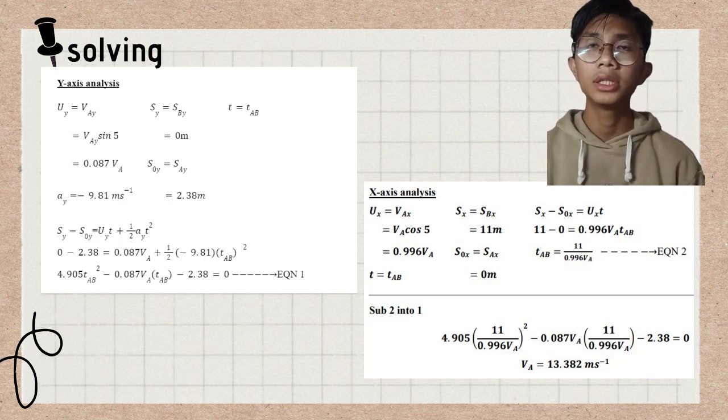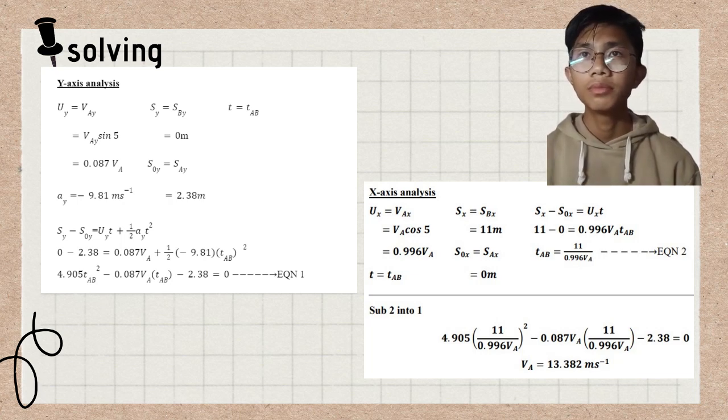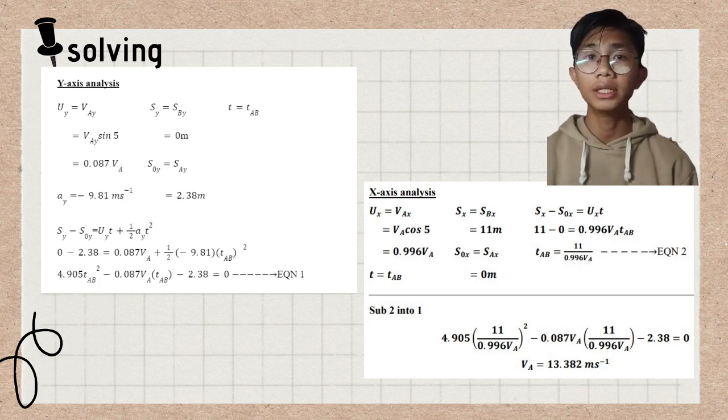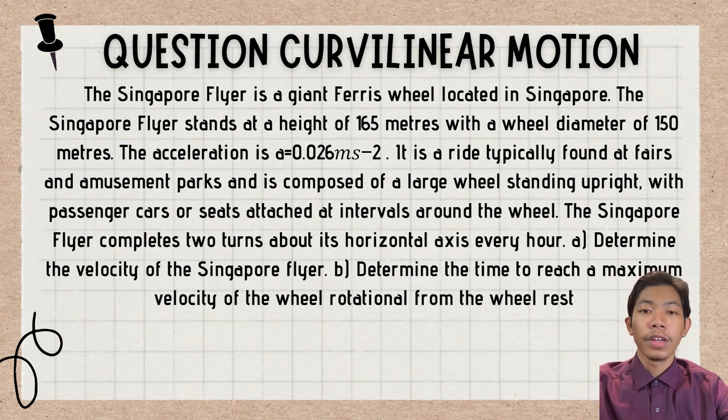TAB is 11 over 0.996 VA. So we will substitute equation 2 into the first equation. After we substitute and calculate all the information given, we'll get VA equal to 13.382 m/s.